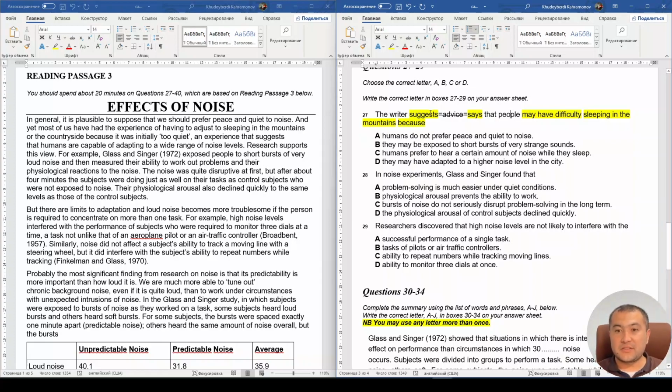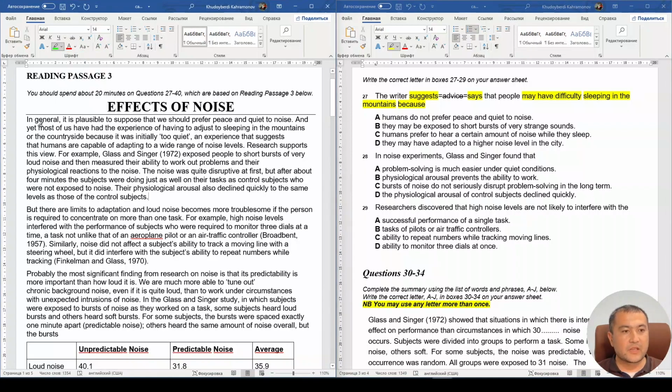In most cases, some students just make mistakes that they may think the meaning of suggest means advice, suggestion, but it's not about recommendation. It's talking about the writer believes that, the writer says that, right? Okay.